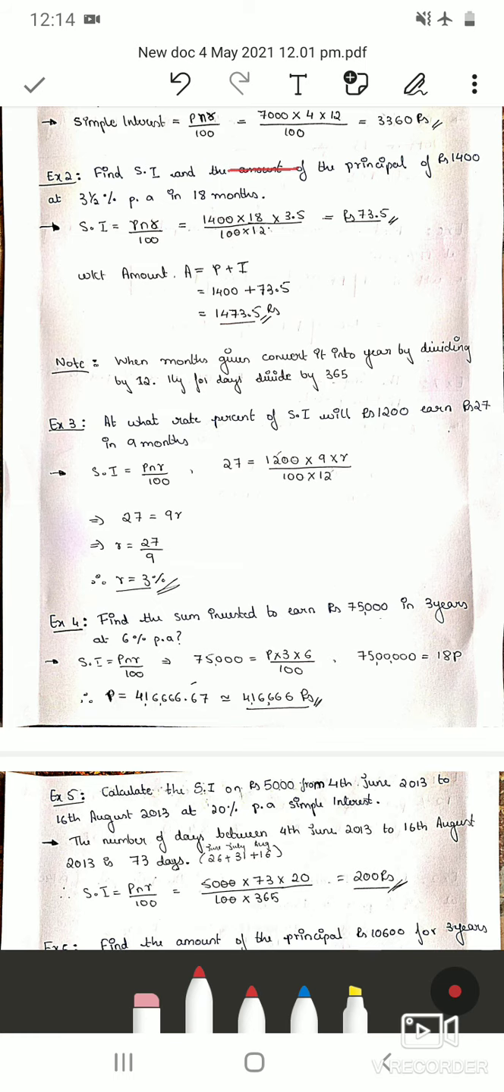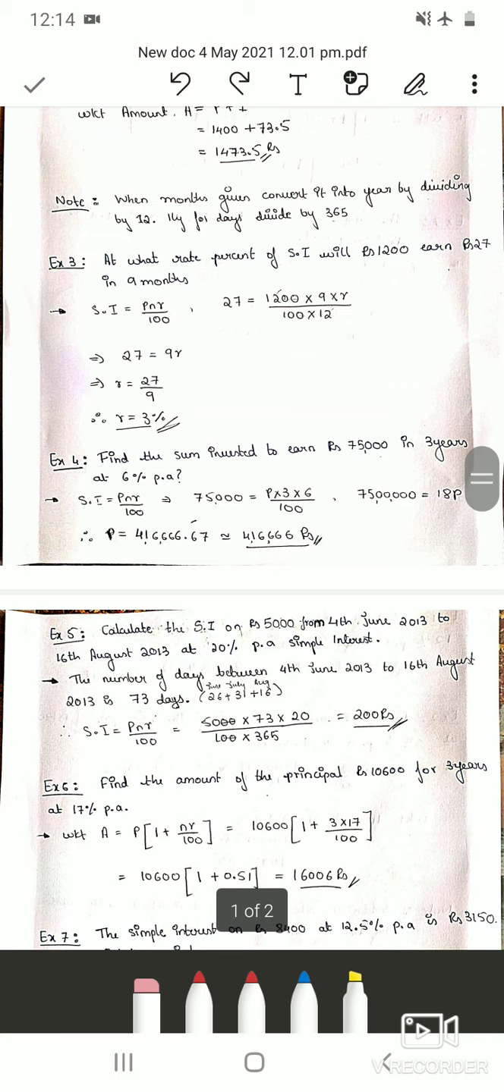Along with this they have asked to find out the amount. So the amount A is equal to P plus I. In this question P is 1,400 and interest is 73.5. Add it, and we will get the amount, which is 1,473.5 rupees.